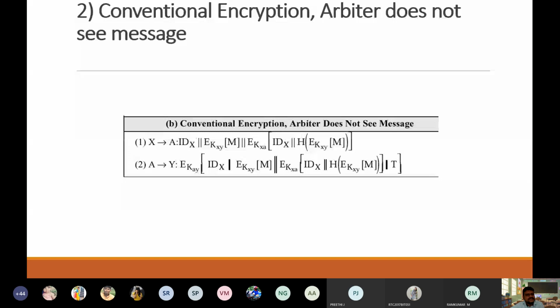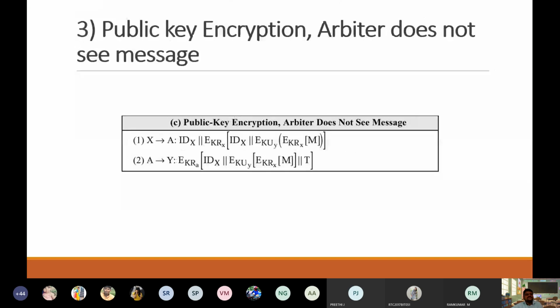This is the thing. Okay, this is the second type, and this is the last one. Public key encryption. Arbiter does not seize your message. This is one of the types. So here also the message is there. The message was encrypted, and the message was again encrypted with that public key. So RX is a private key. Then again it was encrypted by the public key of Y.